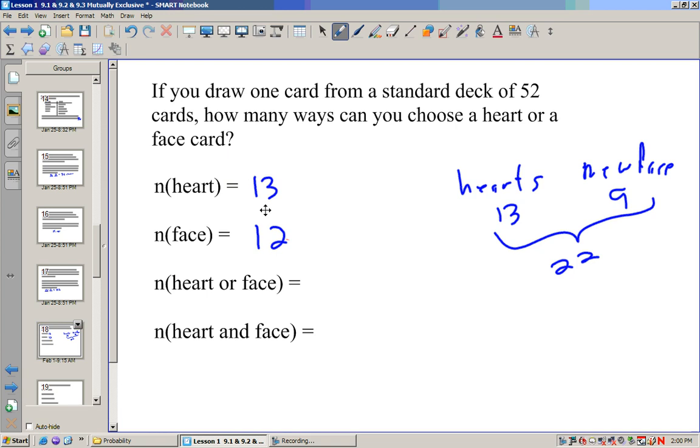Another way we can do it is add these two numbers up and subtract out the number that they have in common, which is 3. So that would be 25 minus 3, which again would give us 22. Now if I said what's the probability of a heart and a face card, how much do these things have in common? Just 3. So again, notice the problem is much different if it's an and than if it's an or.